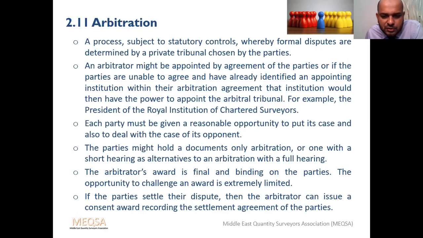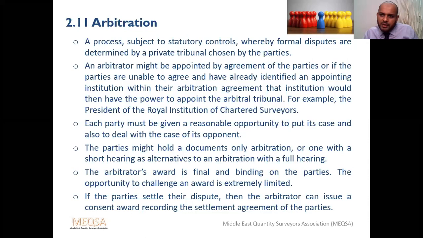If the parties settle the dispute, then the arbitrator can issue a consent award, recording the settlement agreement of the parties. This is an arguable area, as the arbitrator could refuse that settlement as well. If they are settling, he can give his award on his own opinion. If he agrees with the settlement, he can issue it as such. If not, he can give his opinion on that settlement award as well. In most cases, if the parties agree, he writes the same award. Mutually the parties have agreed, but he can write his point as well.